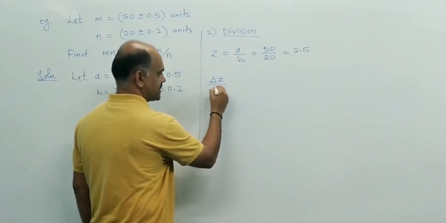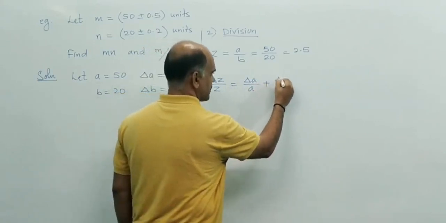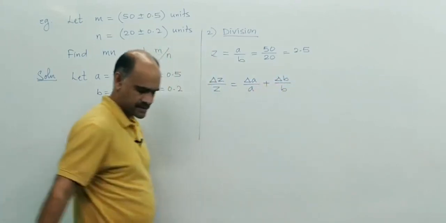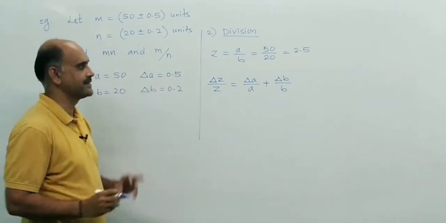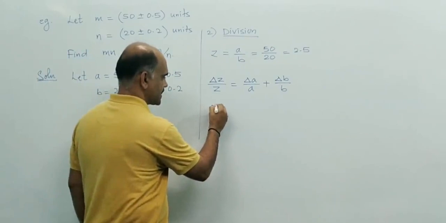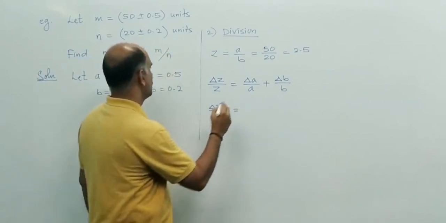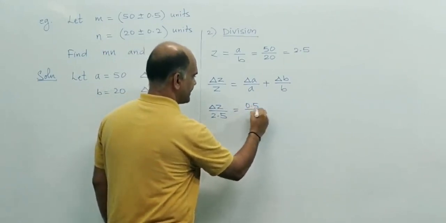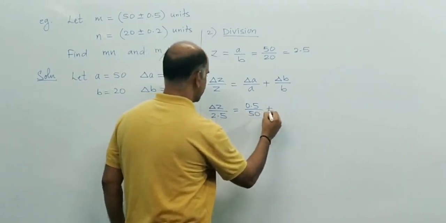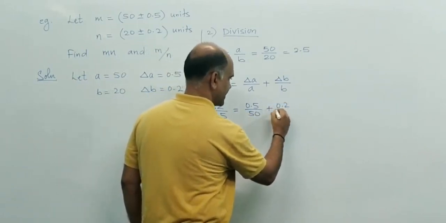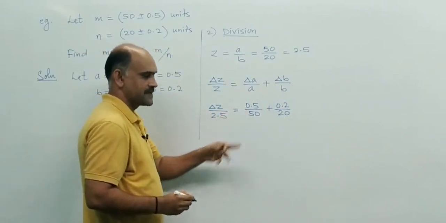So delta Z by Z is equal to delta A by A plus delta B by B. So now substitute the values again. So delta Z divided by 2.5 is equal to 0.5 divided by A, which is 50, plus 0.2 divided by 20. So now first I will simplify this.